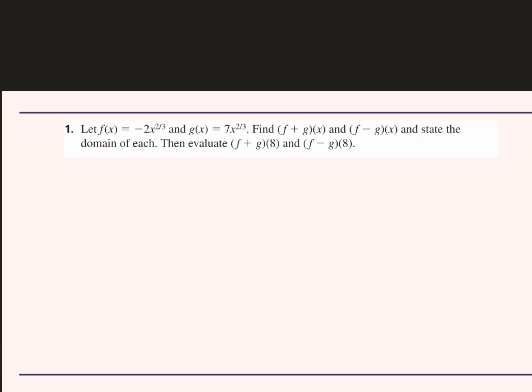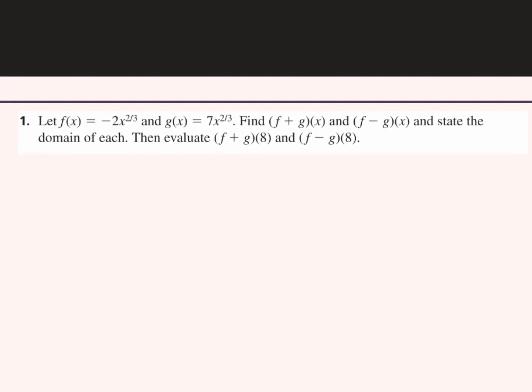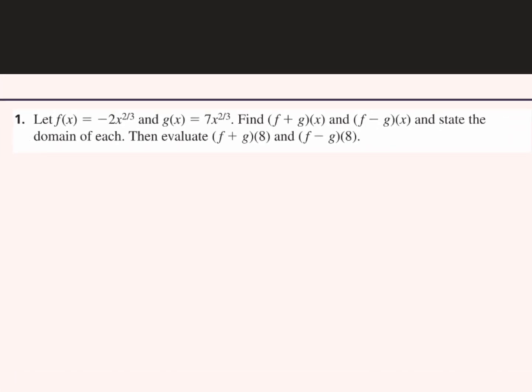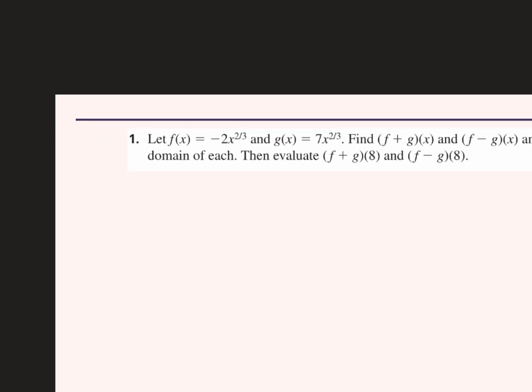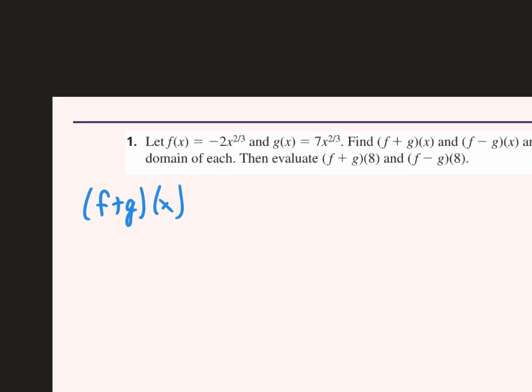All right, let's look at this one. This is asking us to do what? Bunch of things here. What's this asking us to do? Add them together, subtract them, and then plug in what number? 8. Okay, so first let's add these two functions, f plus g, and leave it in terms of x. What is the f function? Negative 2x to the 2/3 power. Plus, what's your g function? 7 times x to the 2/3.